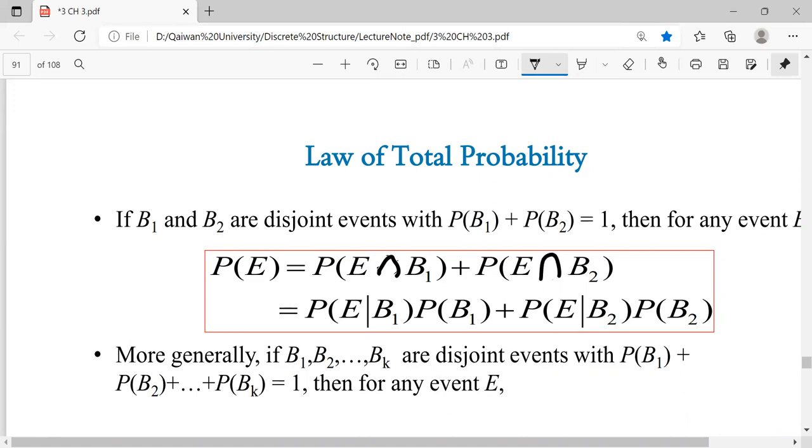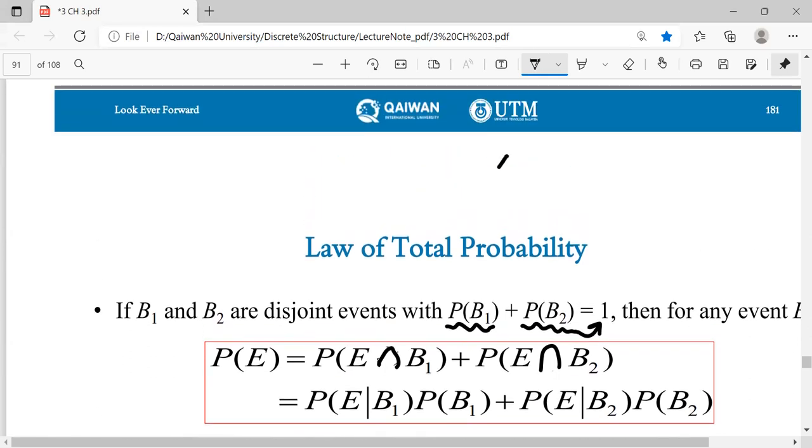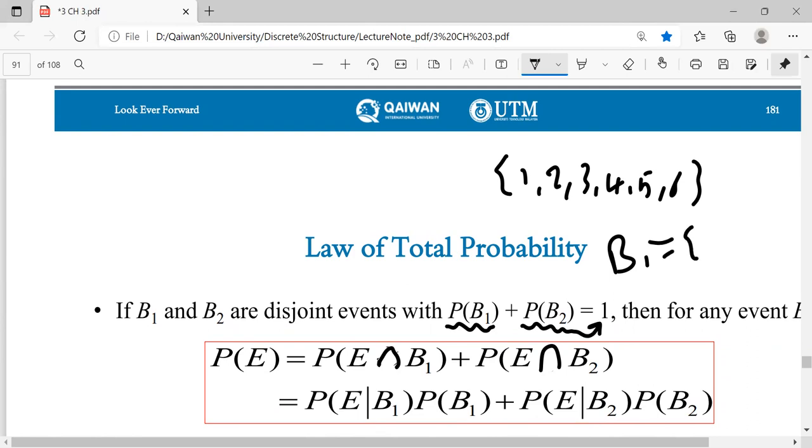Okay, we have the law of total probability. So if B1 and B2 are two disjoint events, that means their intersection is an empty set, such that probability of B1 plus probability of B2 is 1. That means the union of event B1 and event B2 is the sample space. For example, in rolling a dice, we have 1, 2, 3, 4, 5, and 6. We let B1 be the odd ones, 1, 3, 5, and B2 be the even ones, 2, 4, and 6.